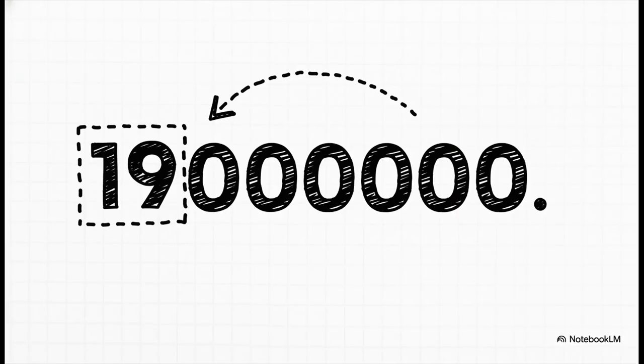Let's try 19 million. It's a bigger number, but the steps are exactly the same. So first question, where's our spot? Well, the first digit is a 1, so we need to move that decimal from way at the end all the way up to right between the 1 and the 9.